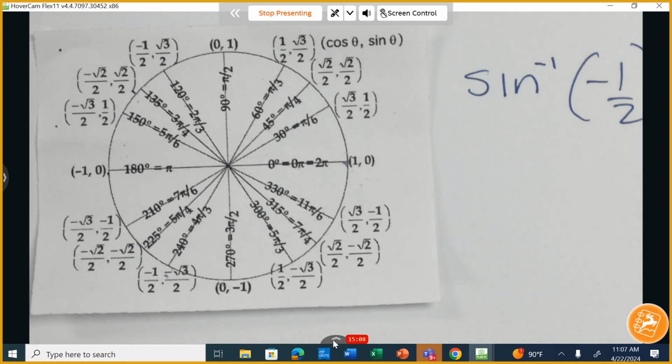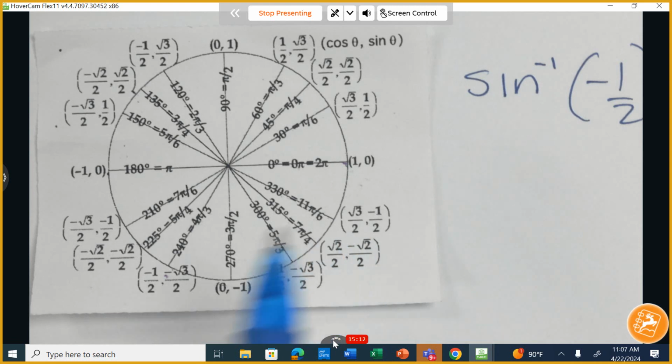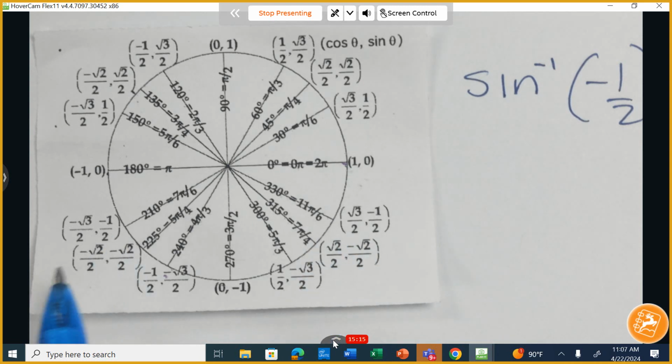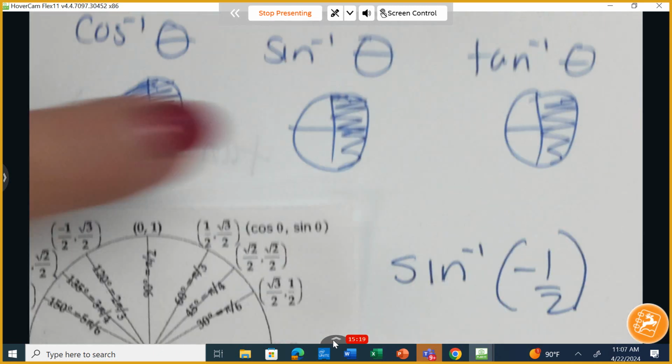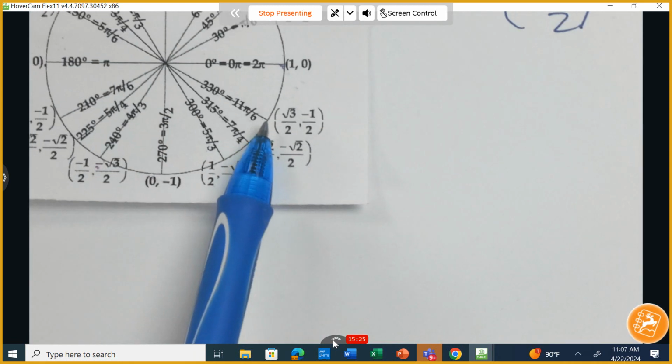Sine is the second value. Here's one location at 330. Here's another location at 210. But we only can have one answer. How do I choose which one it is? The answer to the inverse for sine has to be in quadrants 1 or 4. The correct answer could be written as 330 or 11 pi over 6.